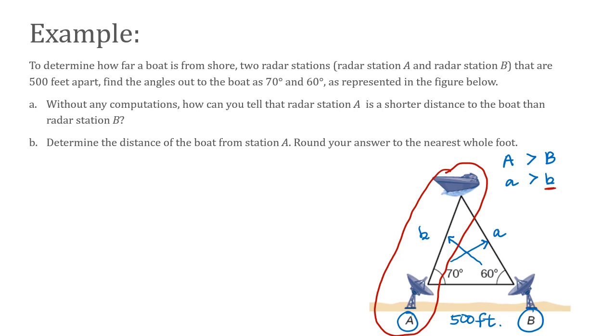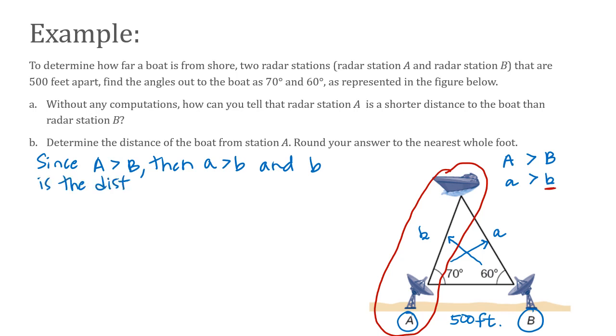So maybe we write something like this. Since angle A is greater than B, then side a is greater than side b, and side b is the distance from radar station A to the boat, and therefore it's a shorter distance. All right, so that's part A.